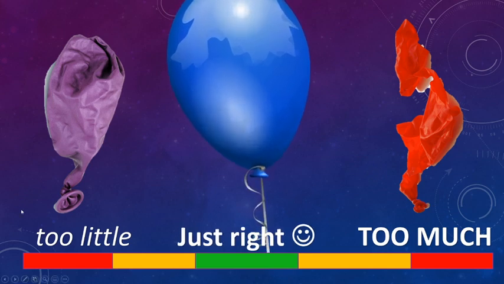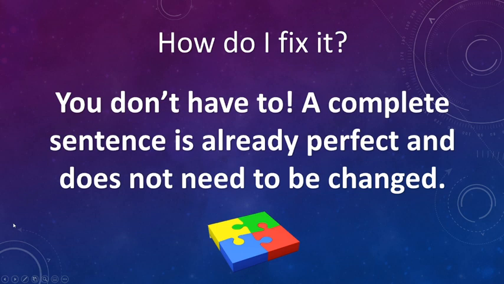A complete sentence would be just right, the perfect balloon with just as much information as is necessary. How do I fix a complete sentence? You don't have to fix it. It's already perfect. It does not need to be changed. That's why there's a puzzle there with all the pieces.